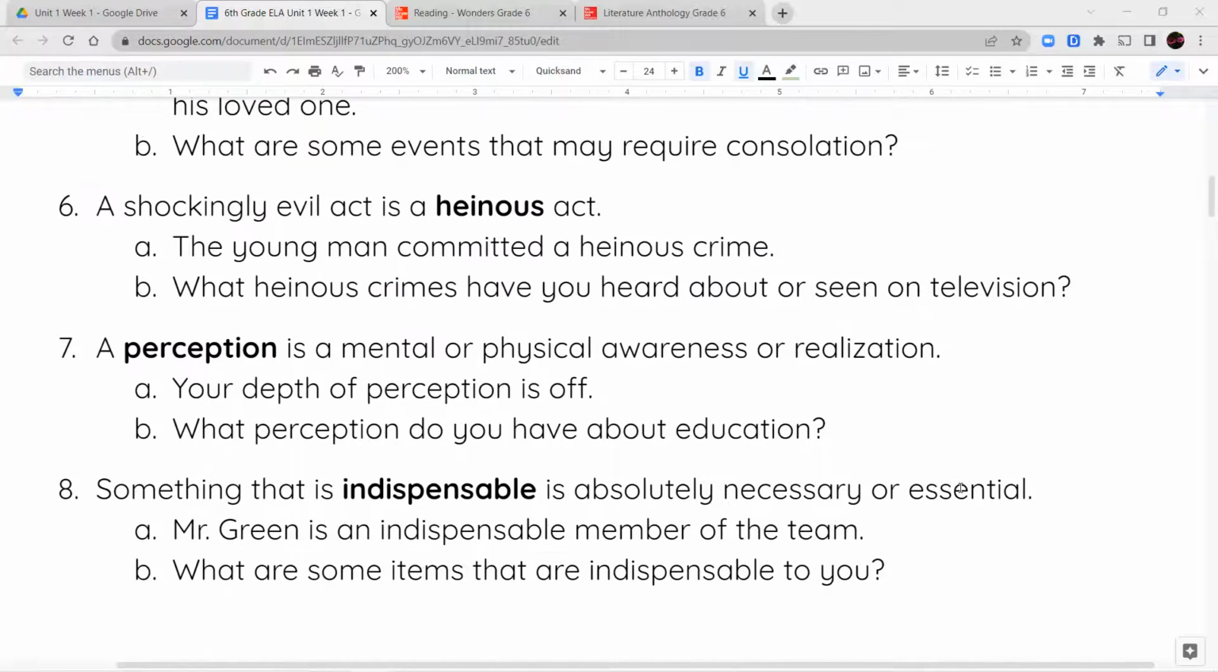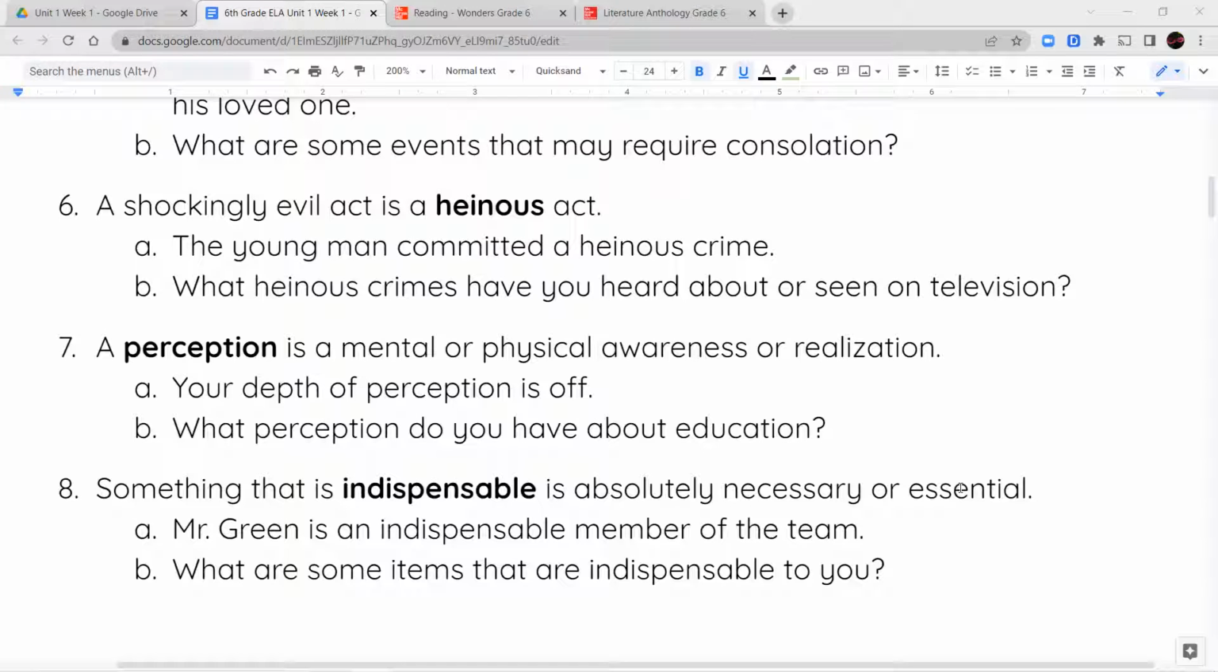Number 6 is the word heinous. A shockingly evil act is a heinous act. So heinous means really, really bad, not something small, something really large. An example sentence is, the young man committed a heinous crime. Or in question format, you can say, what heinous crimes have you heard about or seen on television?